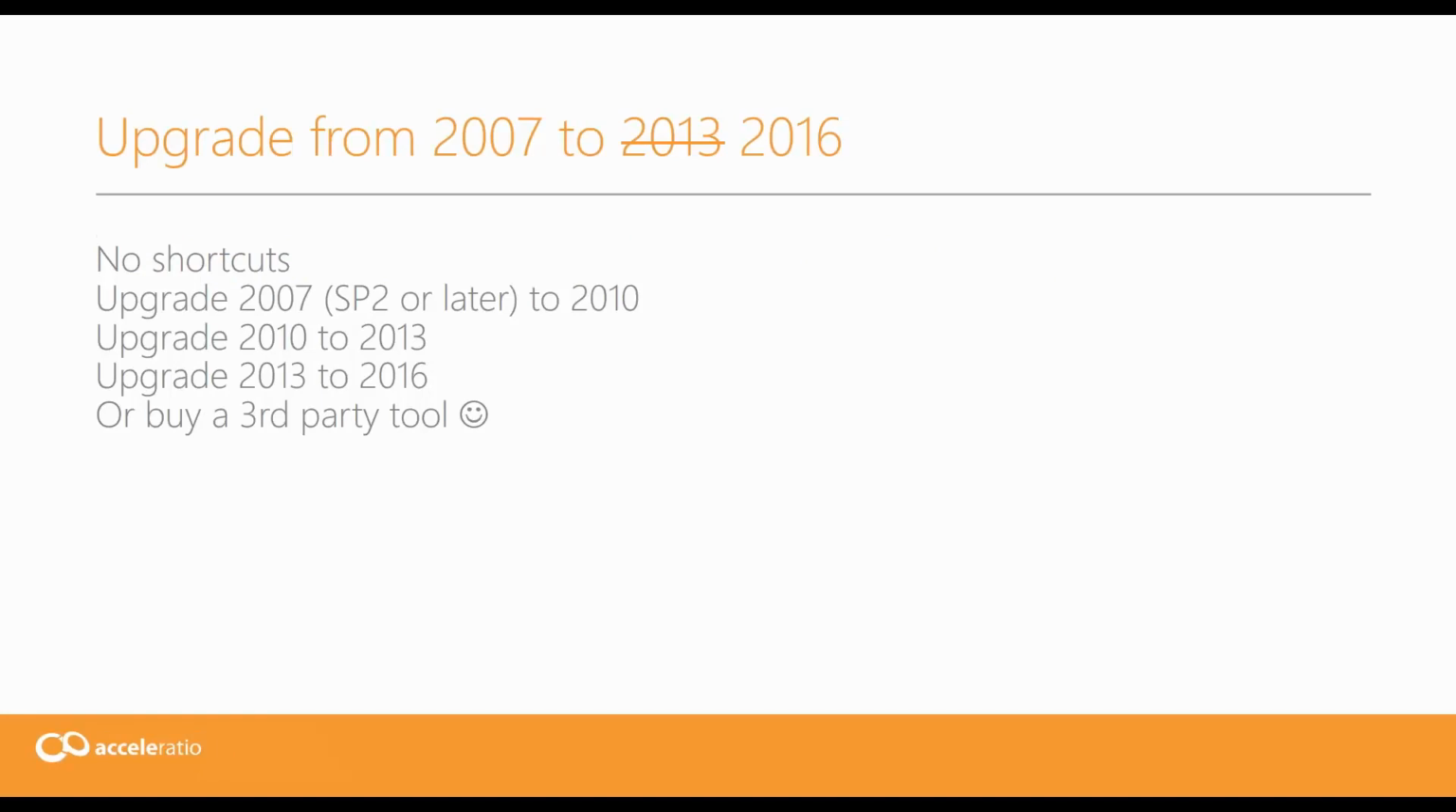All right, so one question that always comes up is how do I skip versions? SharePoint has always only upgraded from N-1. You've always only been able to upgrade SharePoint from the previous version. So when SharePoint 2007 came out, you couldn't upgrade from 2001. You had to be on 2003, and so on and so forth.